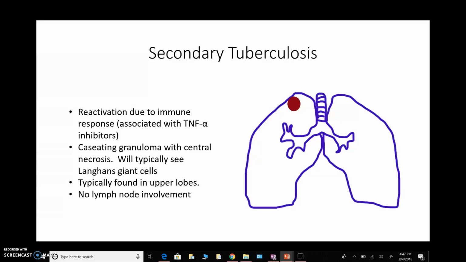With secondary tuberculosis and primary tuberculosis, the presenting symptoms are pretty similar, so you will not be able to distinguish between those two very well with the symptoms only. A chest x-ray is going to be important for this.